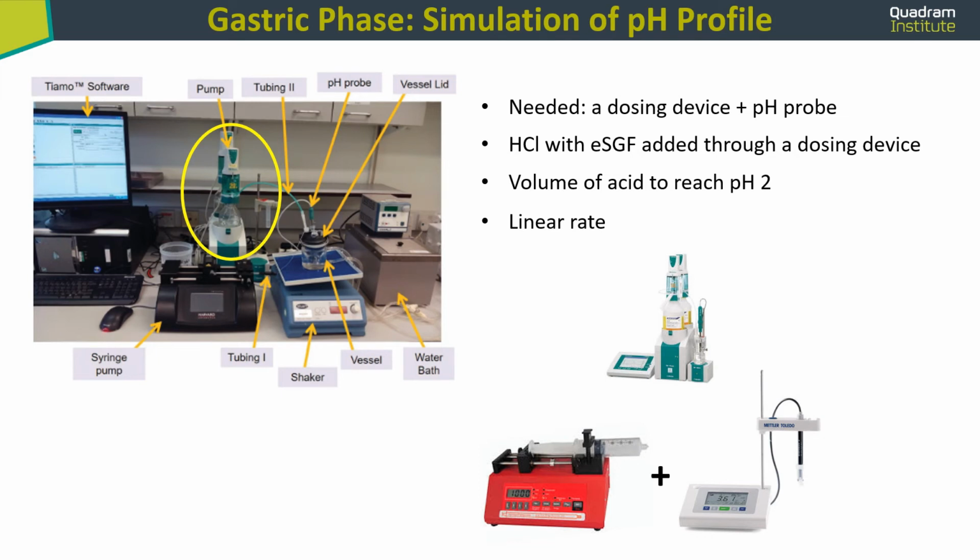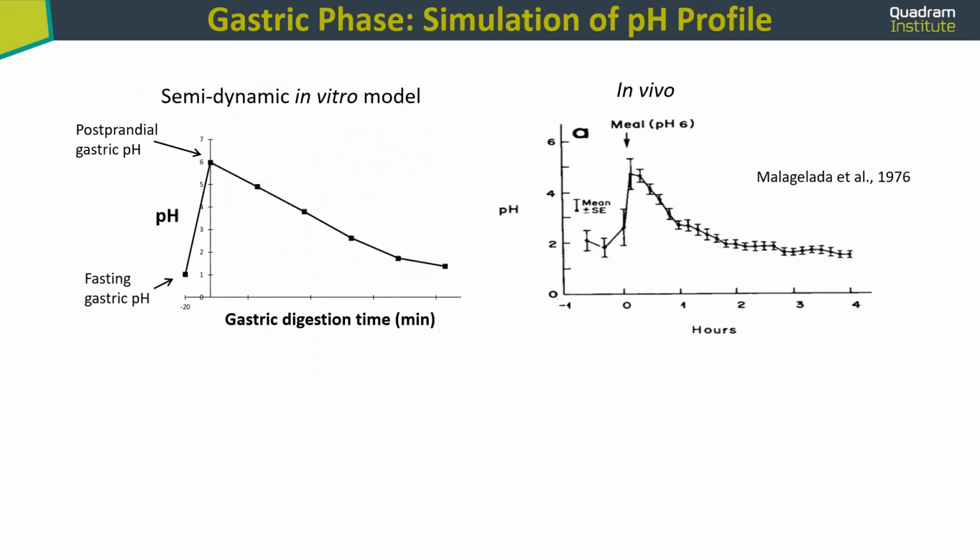The in vivo rate of secretion depends on some parameters such as the consistency of the chyme. However, for simplicity, in this model, the gastric secretions are delivered at a linear rate. This is a typical pH curve in the gastric phase that can be obtained in the semidynamic model, similar to the one obtained in vivo.